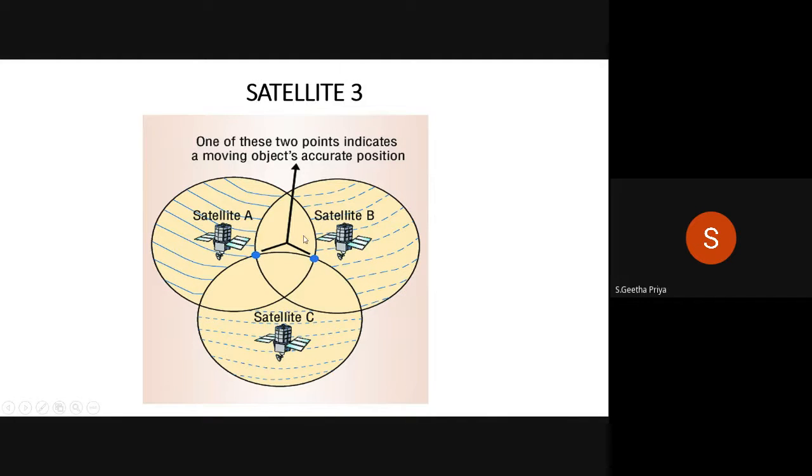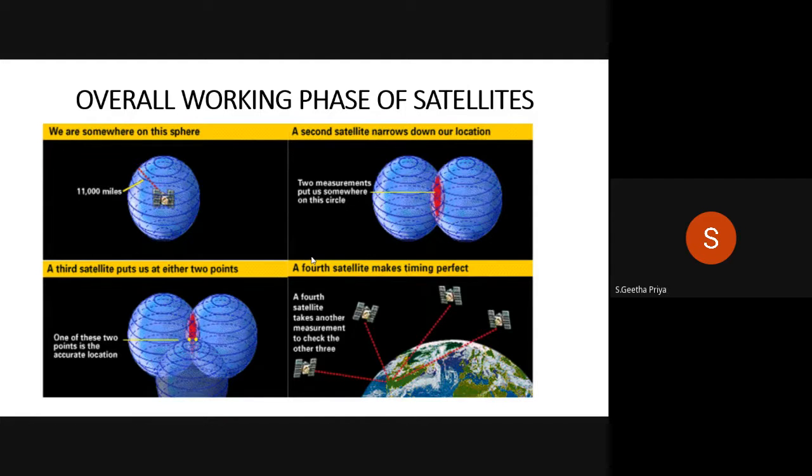From these two positions is where your user is going to reside, but we don't know the exact location of your user. To find the exact location of the user, we'll be going for the fourth satellite, which is going to calculate the time and distance of your device. By using satellites 1, 2 and 3, we have just found the range where you may reside.